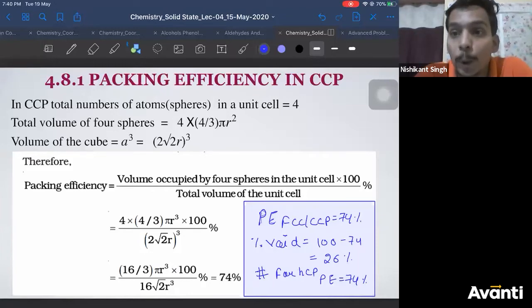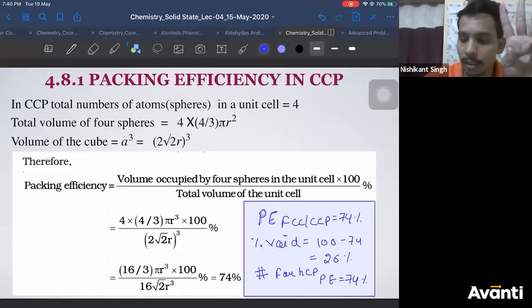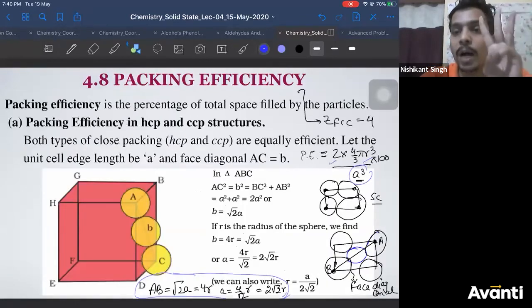Yes, I told you guys, there will be a fixed 3-mark derivation for packing efficiency. Either simple cubic will be there, or face centered, or body centered. Definitely a 3-mark derivation will be there. 100% there will be a 3-mark derivation, right? Either simple cubic, FCC, or BCC. We have done simple cubic and FCC. Now we are moving towards BCC, right?